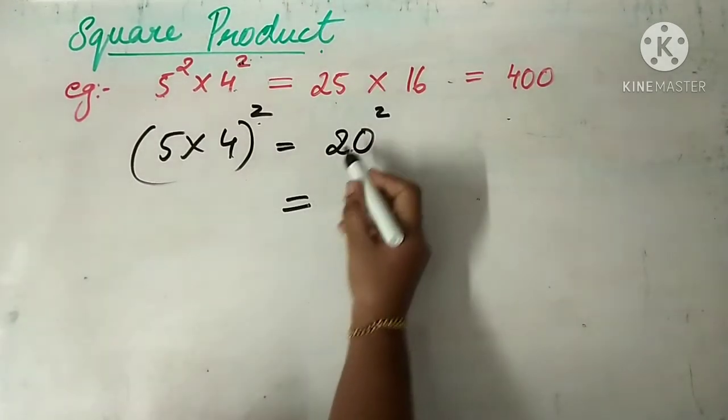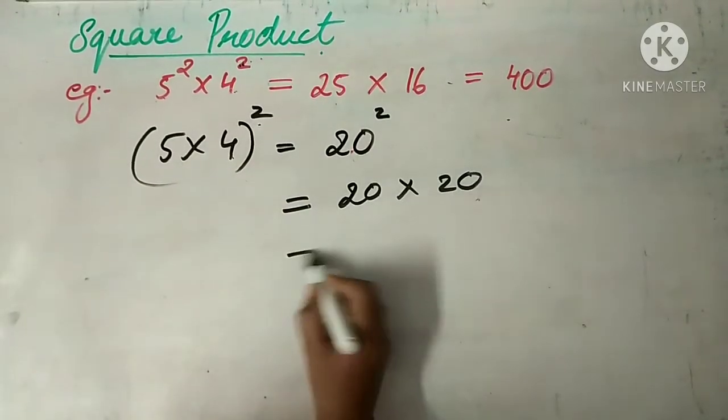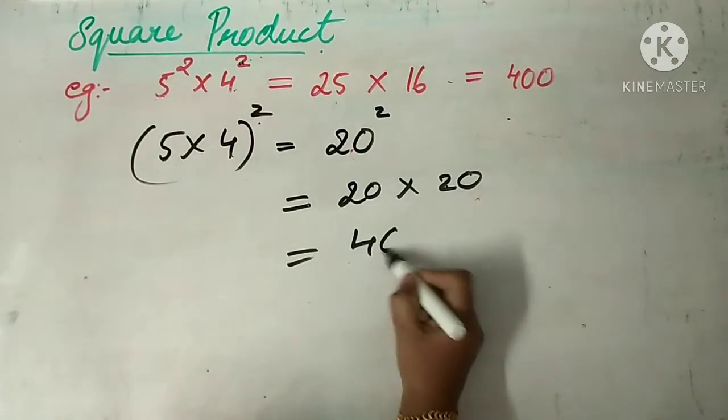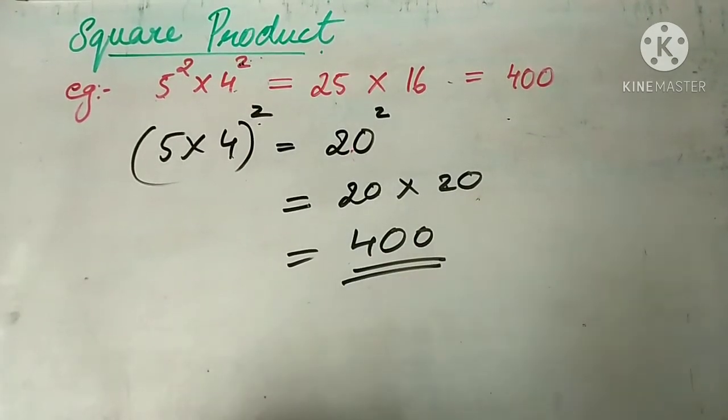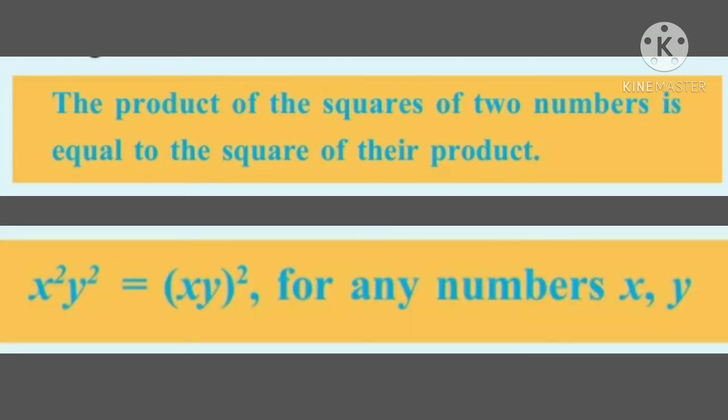That is equal to 20 square, which means 20 into 20. Now we can multiply easily, isn't it? 2 2s are 4. Then put the 2 zeros. Answer is 400. So, we can say the product of the squares of two numbers is equal to the square of their product. In algebraic expression, we can write it as x square y square is equal to xy whole square for any numbers x and y.